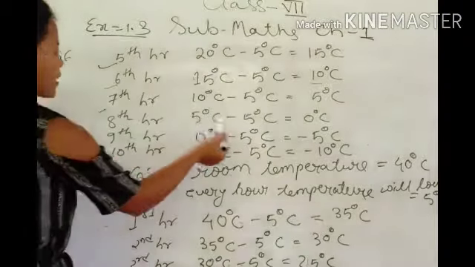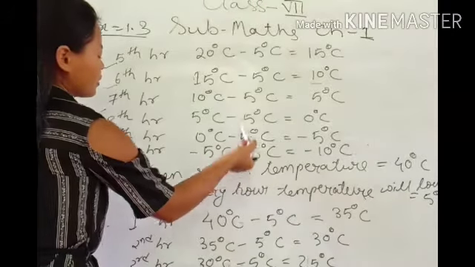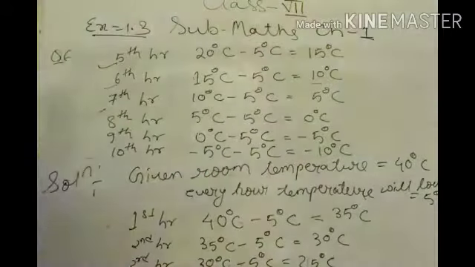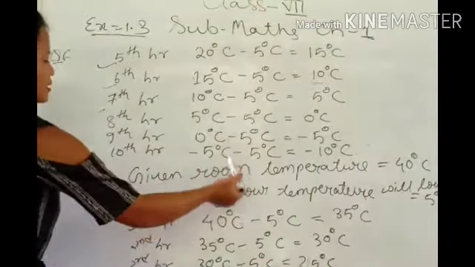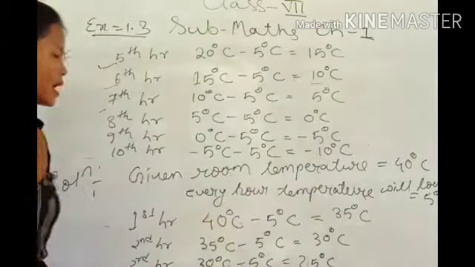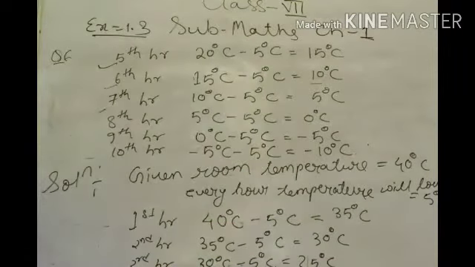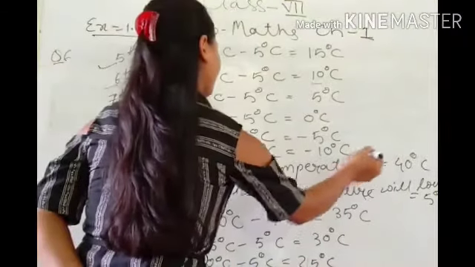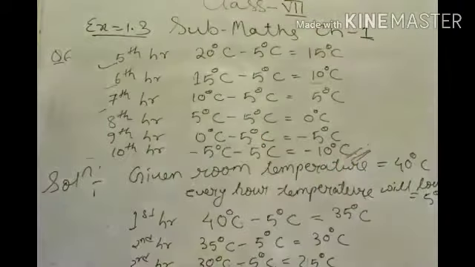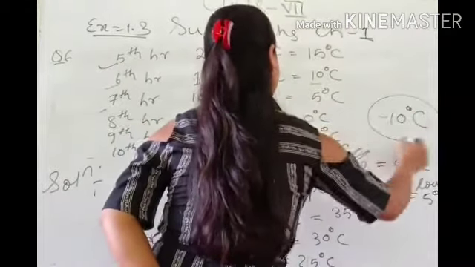Now eighth hour, 5 minus 5 is how much? 0. Now in the ninth hour, 0 minus 5 degrees Celsius. So what will you get? Minus 5 degrees Celsius. Now from minus 5 degrees Celsius, again you will do minus 5 degrees Celsius. Minus minus, the sum will be plus. So 5 plus 5 how much? 10, and the sign will be negative. So after the process begins, after 10 hours, the room temperature becomes how much? The room temperature becomes minus 10 degrees Celsius. So the answer is minus 10 degrees Celsius.